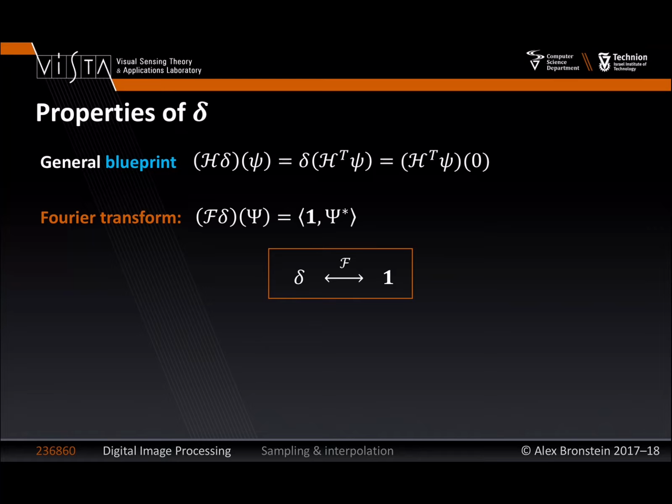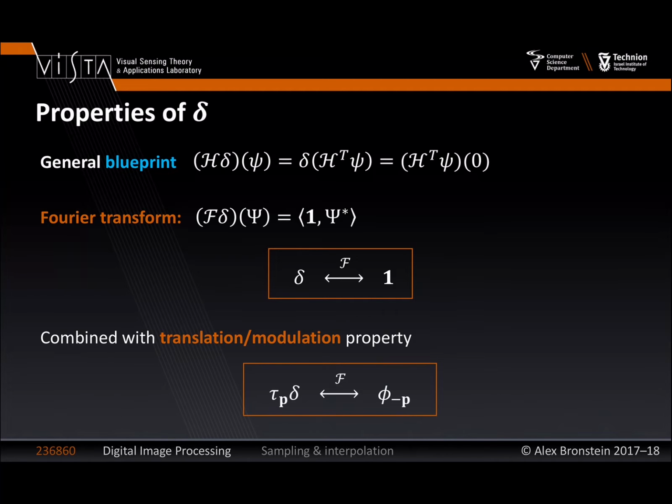Okay? So basically, something that has a delta as its impulse response will have a white spectrum in the Fourier domain. So basically, all the frequencies will have the same energy. If we now combine this with the translation property, translation becomes modulation in the Fourier domain, right? So if we translate delta by p, we end up with a harmonic with the parameter minus p in the Fourier domain. This is just a combination of the property of the Fourier transform with this property of the delta. Okay? Questions?